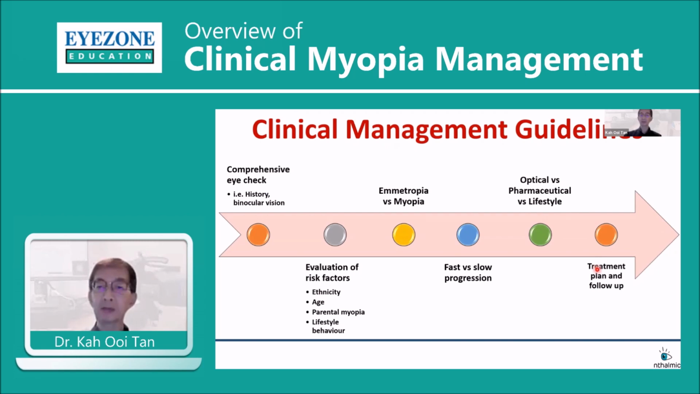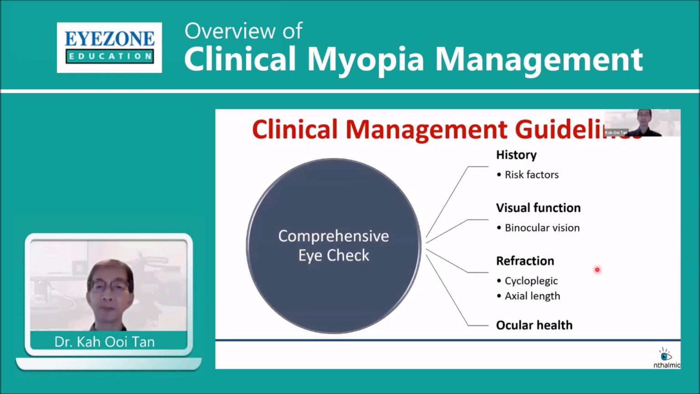So in the next 10 minutes, I will share with you the outline of all these clinical management guidelines. Now, the first one is actually about the comprehensive eye check. This is nothing different from what we have been doing day in, day out in our primary eye care services. We need to do history taking, and during this process, we need to identify the risk factor.